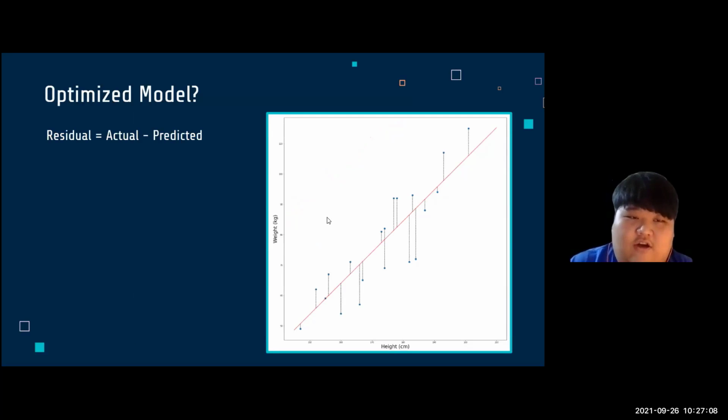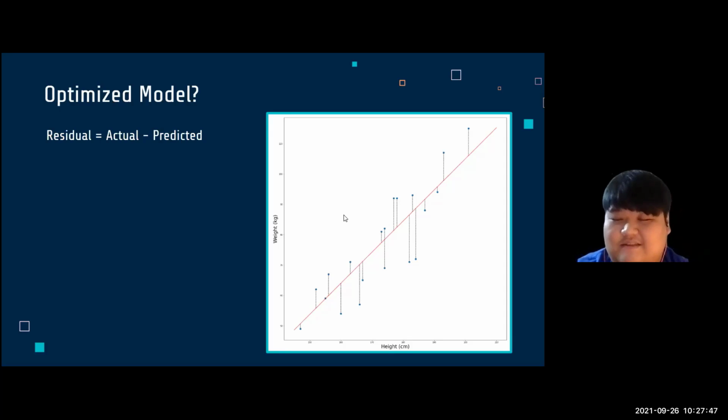So how can we then find the optimized model or optimized function to predict this? To find that optimized model, we need to know the concept of residual. Residual is the difference between the actual data, the actual y value, and the value predicted by our model. As you can see on the plot at the right, there's a black dashed line for each point, connected to our line model.